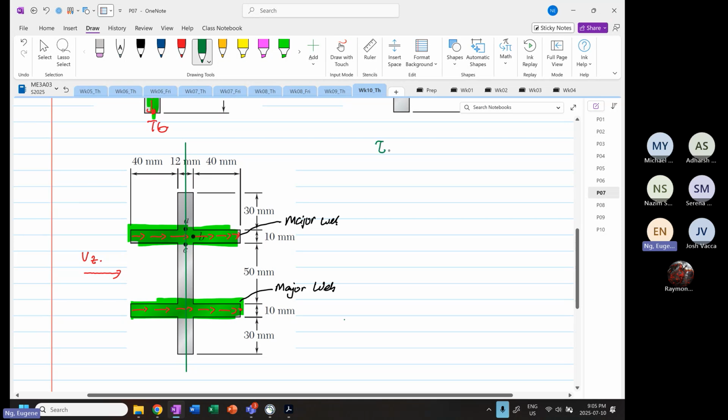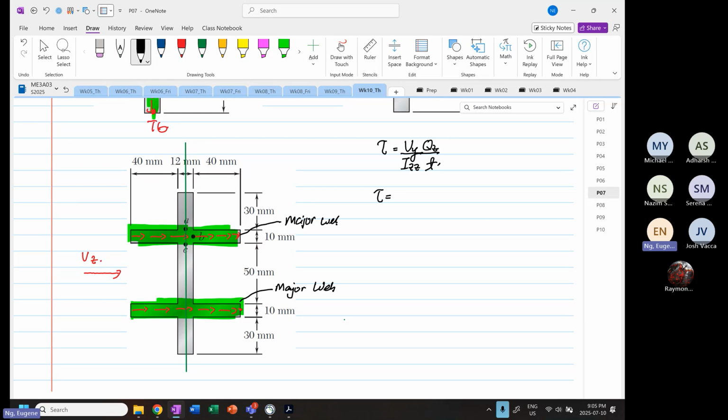The shear stress, let me draw in a different color. The shear stress can be equal to Vy over Izz times Qz over t. Or the shear stress can be Vz over Iyy times Qy over t. So Vz over Iyy. Now the shear flow for this case, because it's at the centroid, you can flow away in this direction.